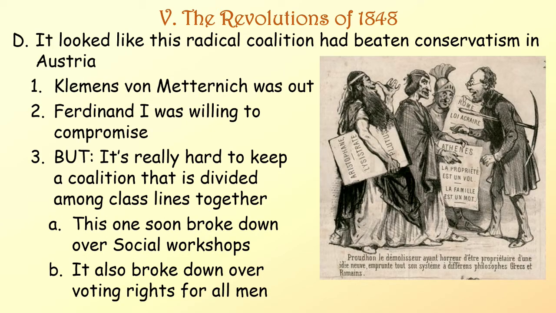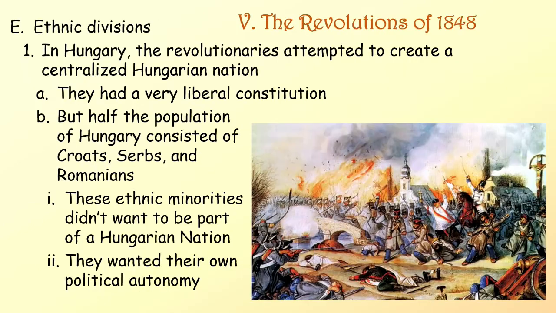It looked like this radical coalition had beaten conservatism in Austria. Clemens von Metternich was out. Ferdinand I was willing to compromise. But as we've already seen, it's really hard to keep a coalition together that is divided among class lines. This coalition soon broke down over social workshops, and it also broke down over voting rights for all men.